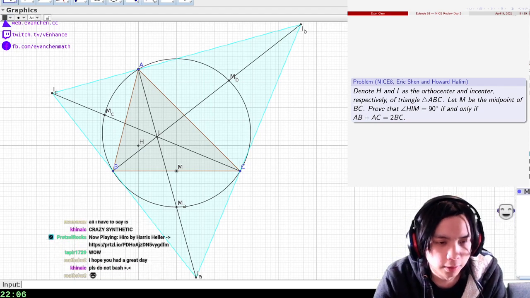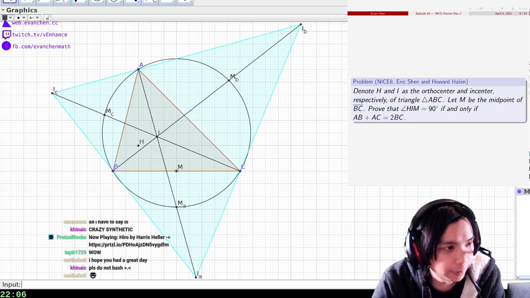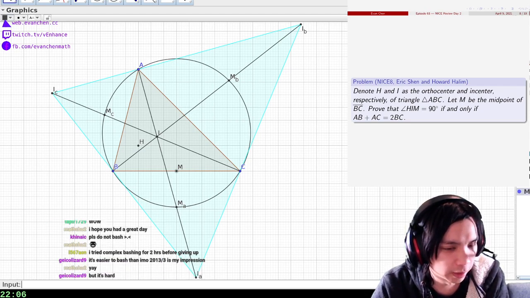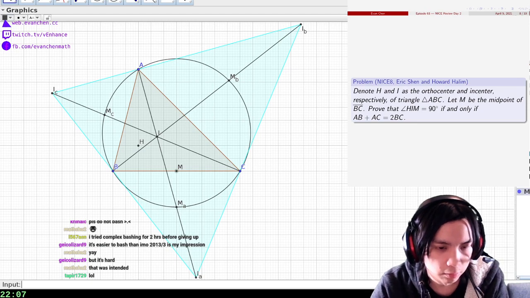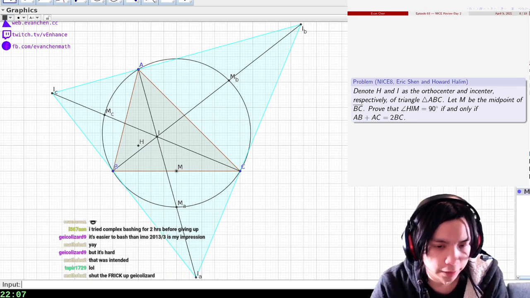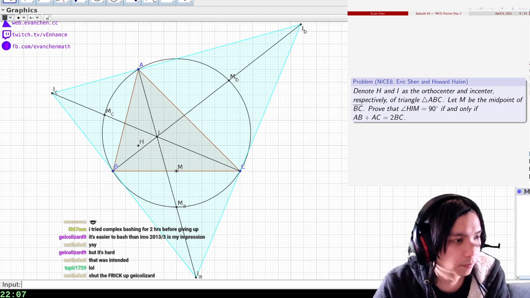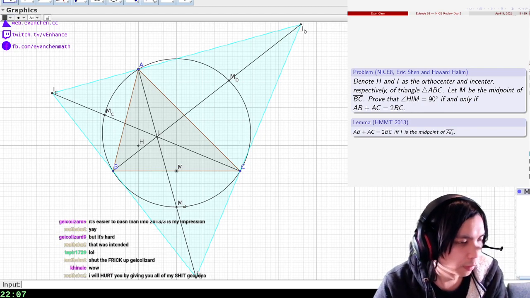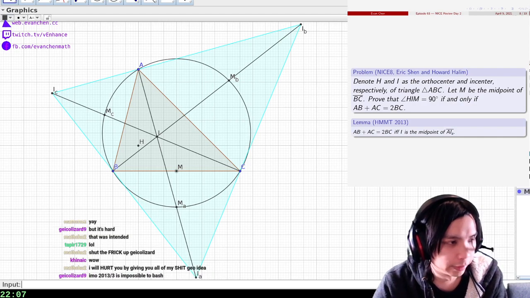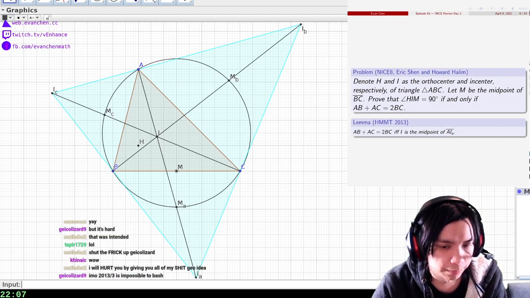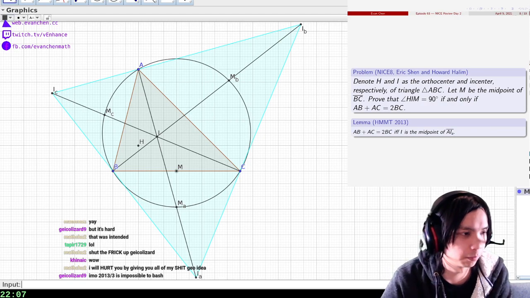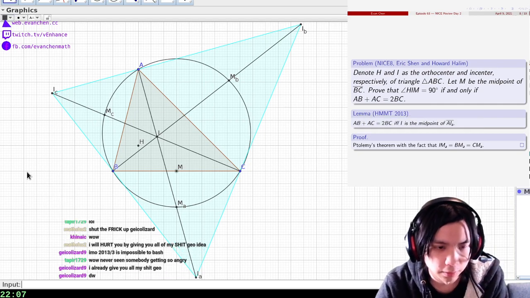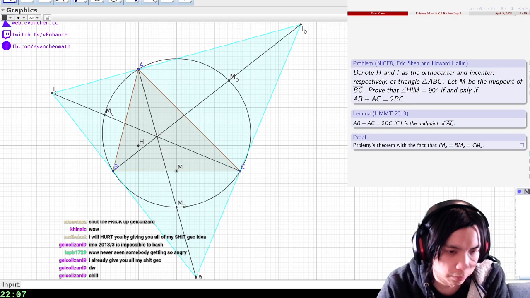The following lemma is known. Lemma HMM 2013: AB plus AC equals 2BC if and only if I is the midpoint of AIA. And this is pretty direct to prove. You use Ptolemy's theorem with the fact that IMA equals BMA equals CMA. If you use Ptolemy's theorem together with this and see what you get, it will be exactly the lemma. So actually, I'll format this so that the whole thing is on the line.